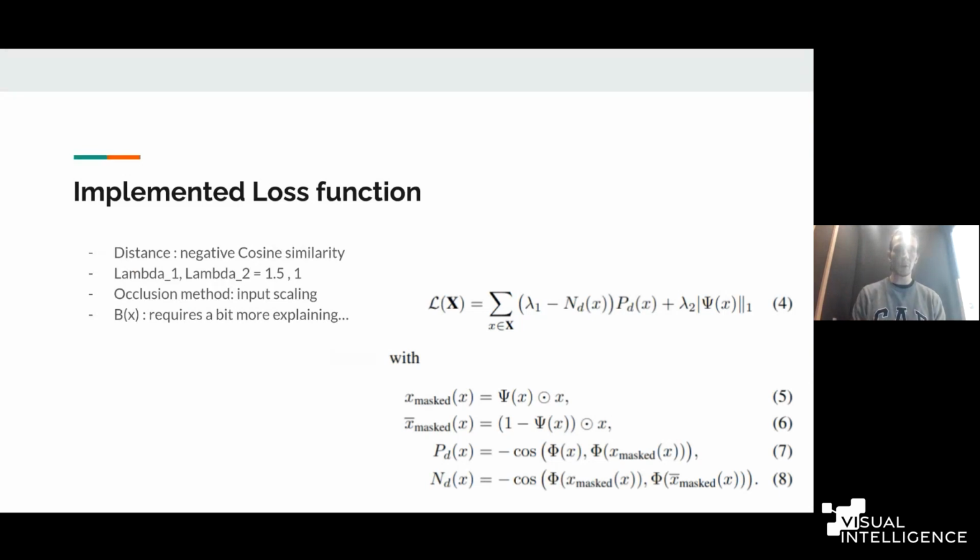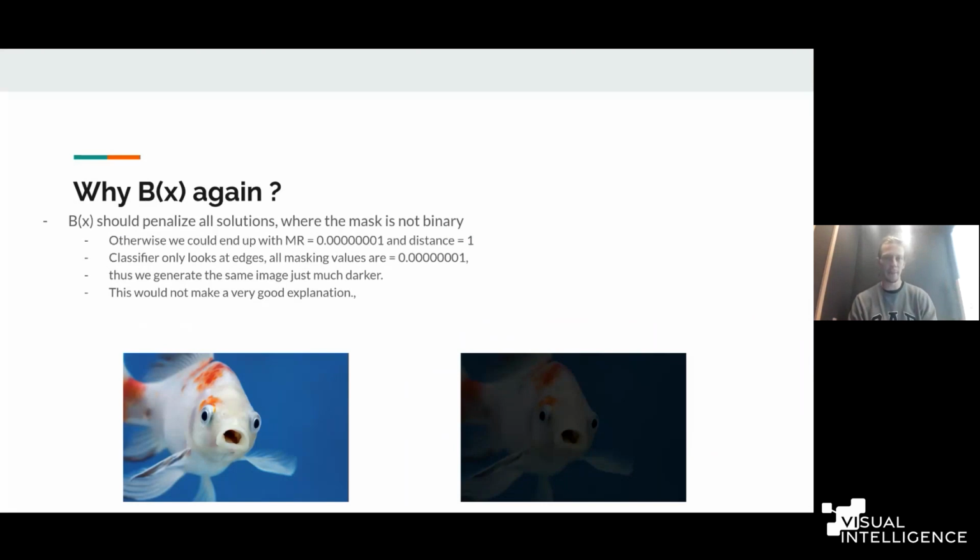Then, of course, the occlusion method. Some people would use noise, some people would use blurring. But in our case, we just did input scaling, meaning that when the masking goes up, we just remove the pixel and go towards the gray image. Now comes the slightly interesting part, which is the B term. Once again, the B term is the way we ensure, or rather encourage, that we get binary masks. So why did we need the B again?